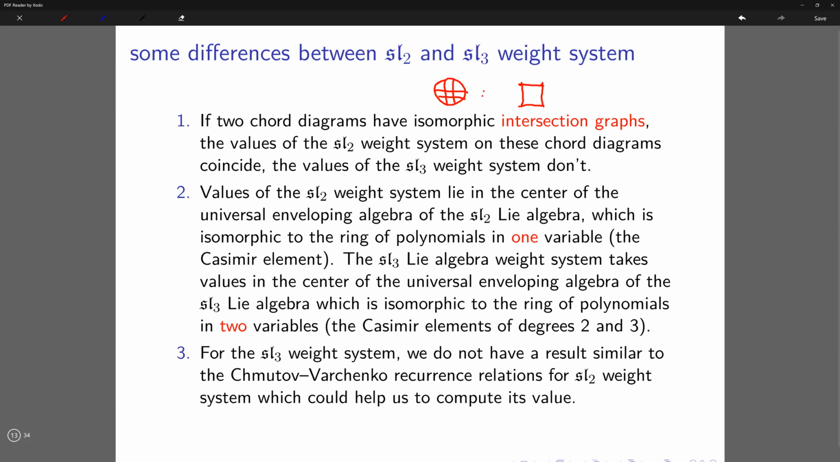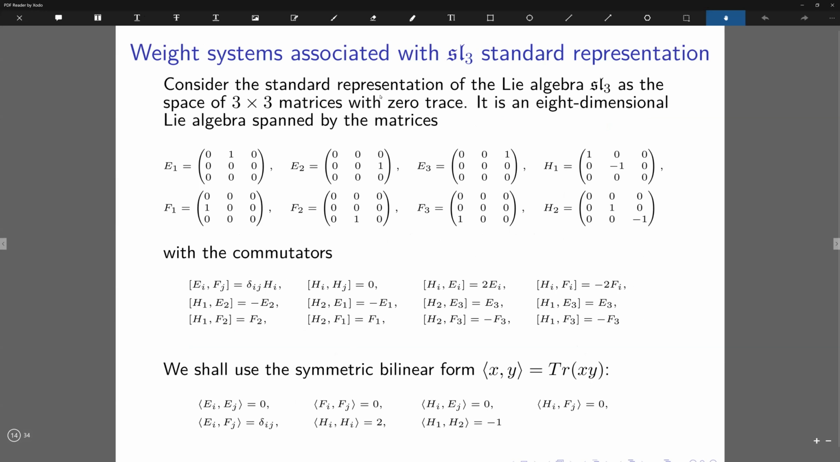And also for the SL3 weight system, we don't have a result like the six-term relationship for the SL2 weight system, because that relationship could reduce the number of chords. So that could help us compute the value of the SL2 weight system, but for SL3 we know nothing about this. So the way we calculate the SL3 weight system is just following the definition, but the definition is too hard to compute.